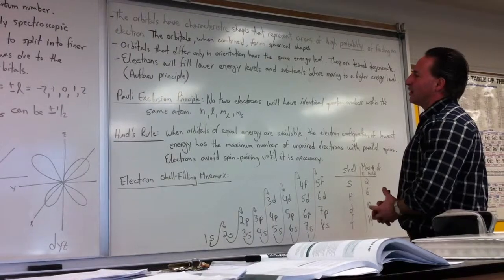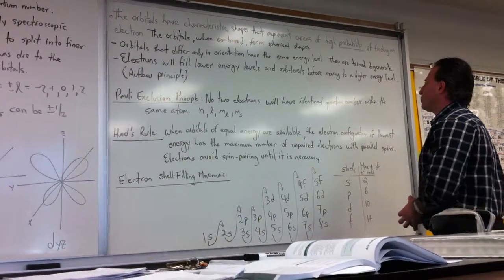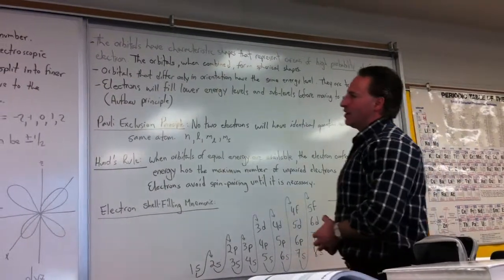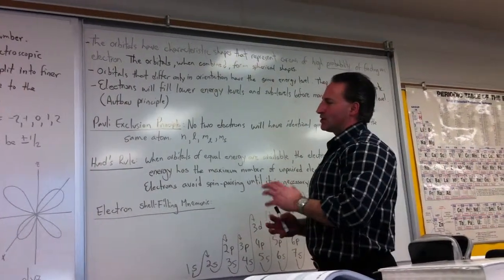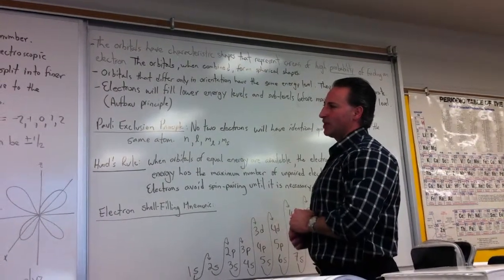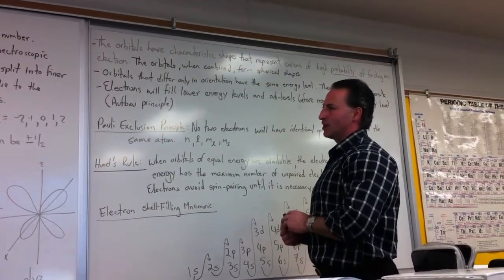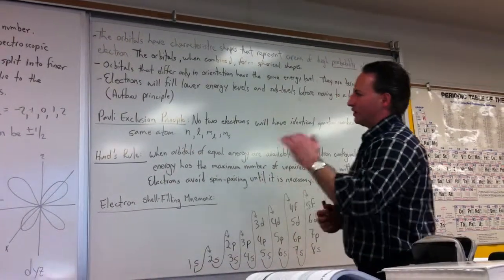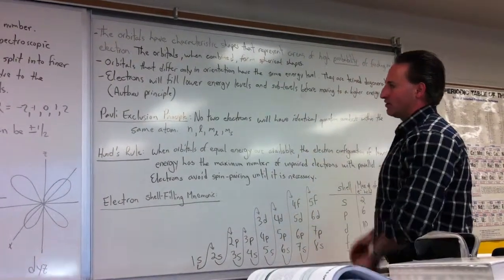Electrons will fill lower energy levels and sublevels before moving to a higher energy level. All that means is that the atom will fill with electrons. As the electrons pile in, though, they go to the lowest energy level that's available. They won't suddenly go to a higher energy level, leaving a gap of unfilled orbitals. The electrons will always fall to the lowest energy they can find.